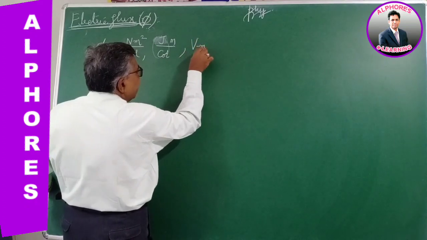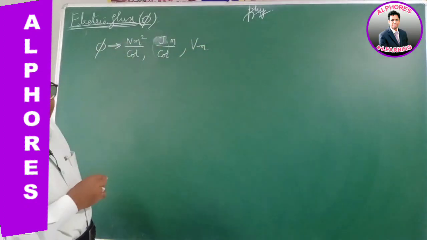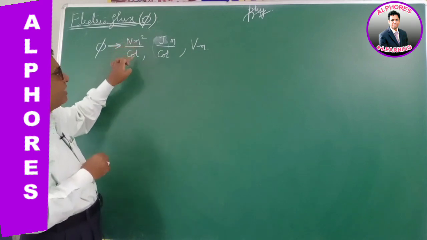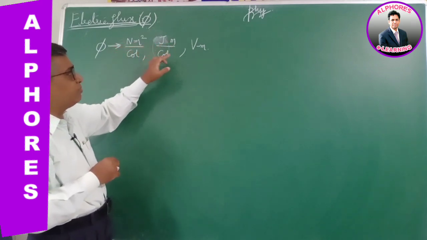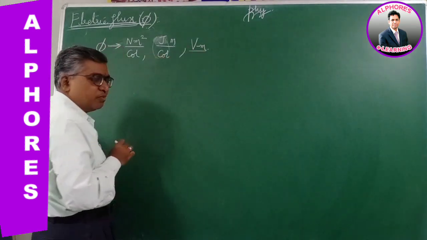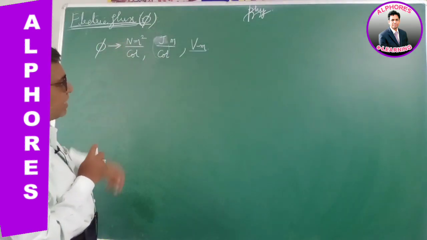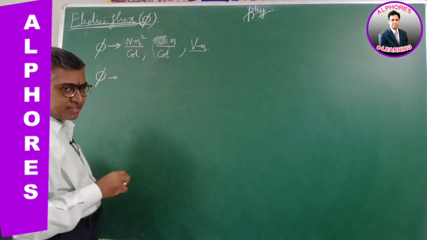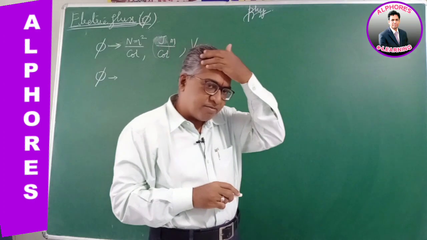So, this is finally volt meter. The units for electric flux are either Newton meter square per Coulomb, joule meter per Coulomb, or volt meter. Mostly we use the unit volt meter. So, the units are like this. Now, the dimensional formula of flux.